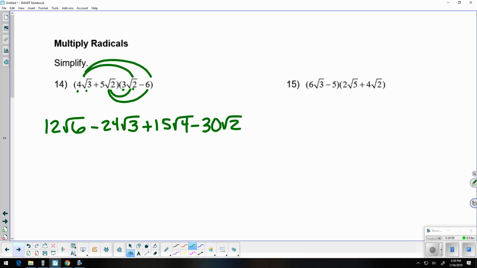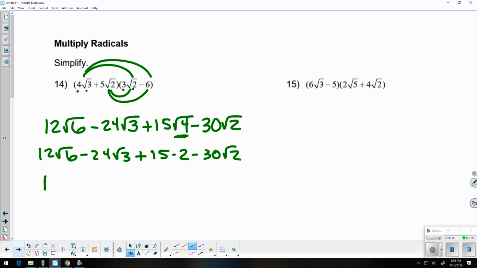All we can really do, simplifying wise, is take care of the square root of 4, because we know what the square root of 4 is, that's just 2. So we're going to have 12 square root 6 minus 24 square root 3 plus, that's technically 15 times 2 minus 30 square root 2. Last thing I can do is multiply the 15 times 2. There's no like radical terms even after multiplying.